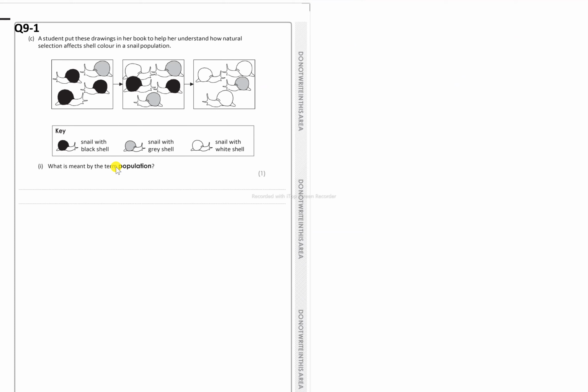What does the word population mean? It's the number of organisms of the same species.